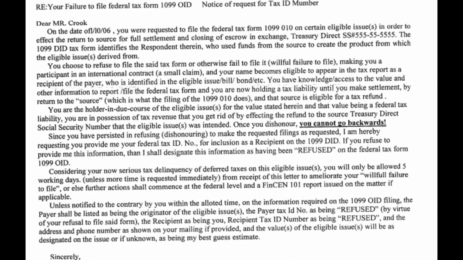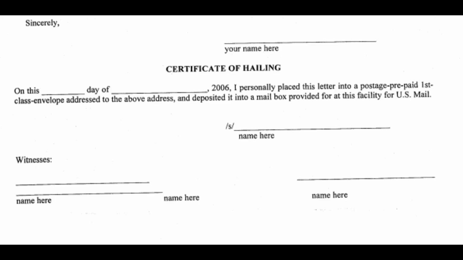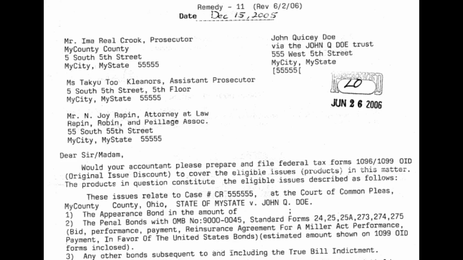The recipient is being you, recipient tax ID number, and refused as the address and phone number as shown on your mailing is provided, and the value of the eligible issue will be as designated on the issuer, or if unknown, as being my best guesstimate. So pretty much what that's saying is that if they do not want to comply and give you what the actual value of the instruments are in writing, then you're going to have to go ahead and assess a value based on your best understanding of what something like that would cost.